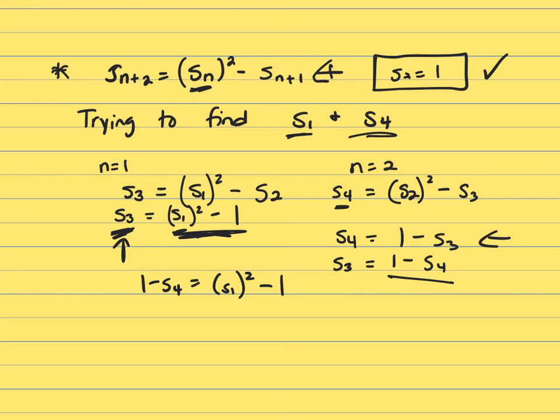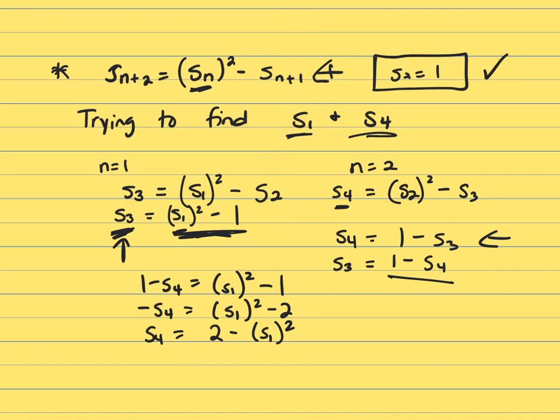And I'm going to solve this for S sub 4. If I move the S sub 4, you could do all this in one step, but I'll show two. Negative S sub 4 equals S sub 1 squared minus 2. And that means S sub 4 equals, multiplying through by negative 1, 2 minus S sub 1 squared.